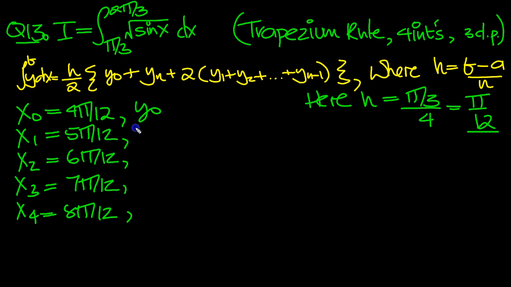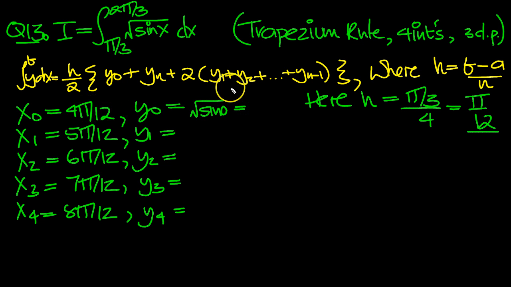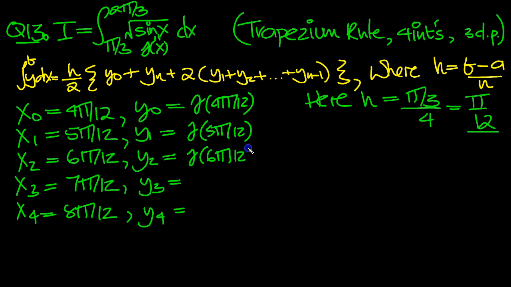Now we need the y ordinates. y0, y1, y2, y3 and y4. So what do they equal then? Well, this would be the square root of sine of pi over 3. Okay, so I'm going to label that f of x just to save a bit of time. So this will be f of 4 pi over 12, and this will be f of 5 pi over 12, 6, and then 7. And lastly, we need to work out the 8 pi over 12 value.